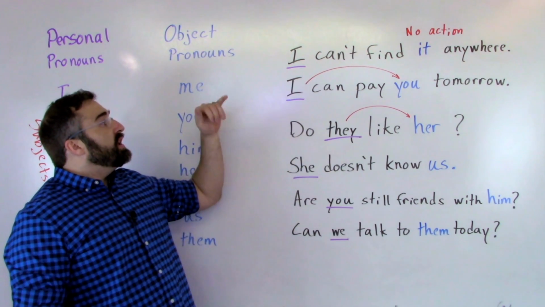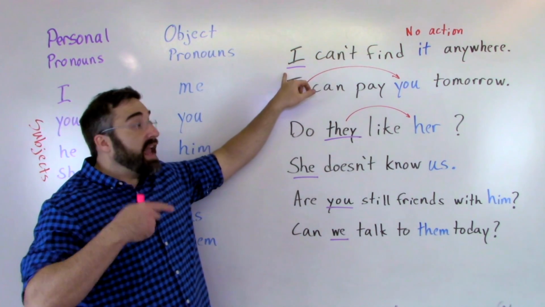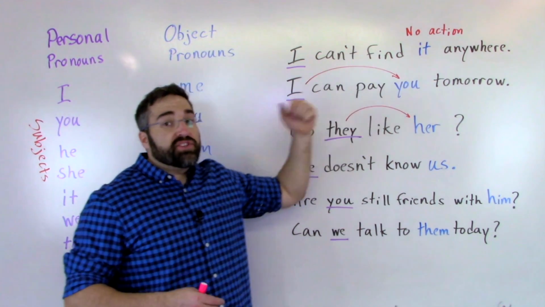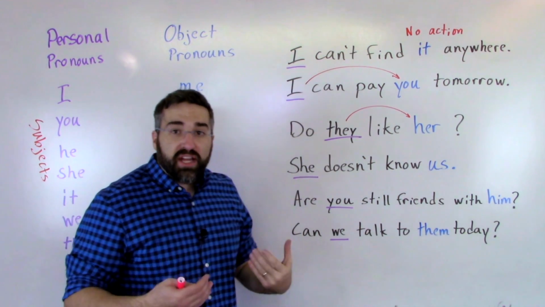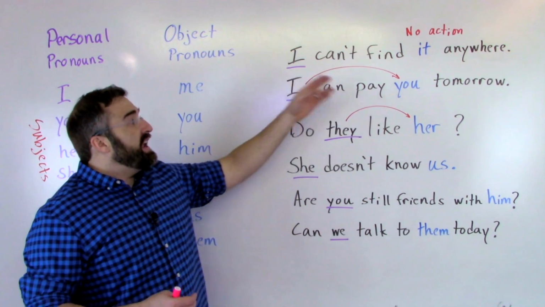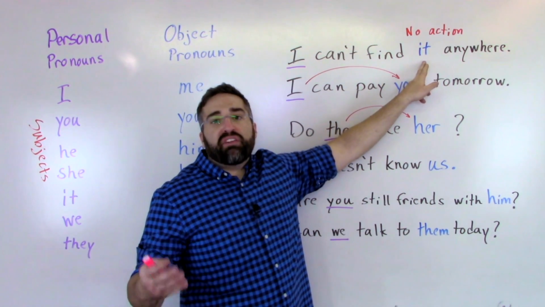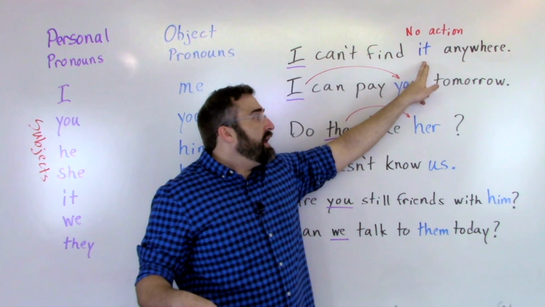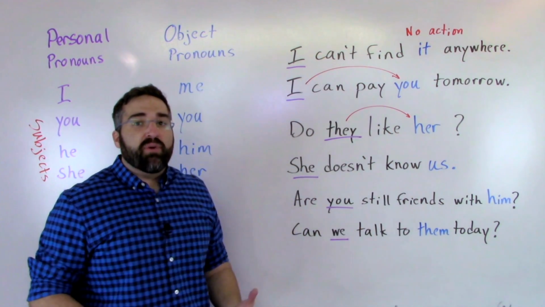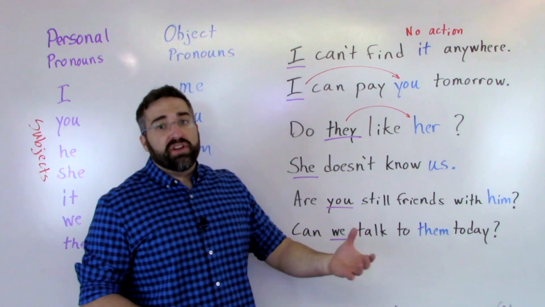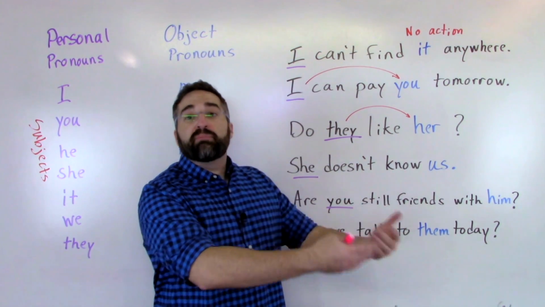Okay, so I can't find it. I am the one doing the action. I am the one looking. So I can't find it, maybe my phone or maybe my jacket, right? I can't find my phone anywhere. The phone doesn't do the action. The phone is the object that I'm looking for.